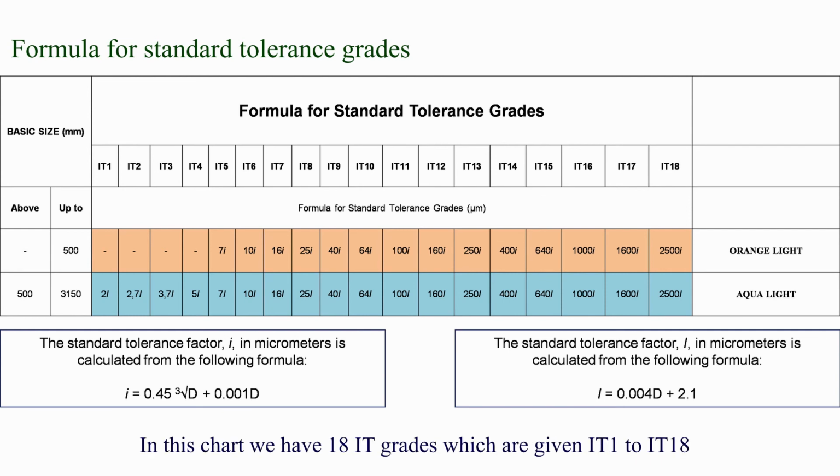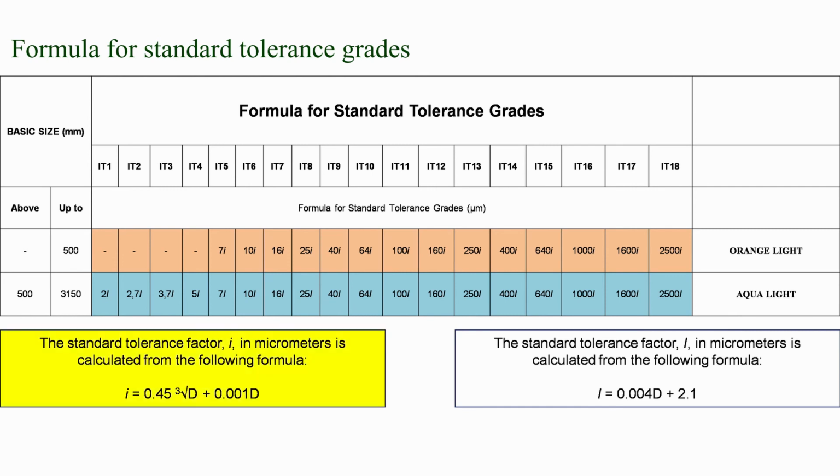In this chart we have 18 IT grades which are given, IT1 to IT18. If the basic size ranges up to 500, then we are going to use the standard tolerance factor small i. The formula is i equals 0.453 root d plus 0.001 d. If the basic size is more than 500 up to 3150, then we have to use capital I.